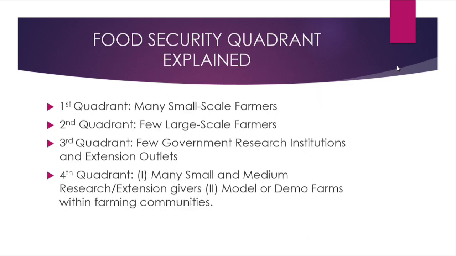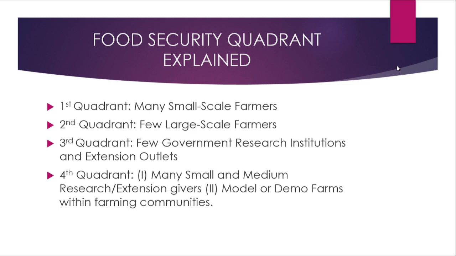Food security quadrant explained. The first quadrant is talking about many small-scale farmers, meaning that there have to be many. If you are dwelling on small-scale farmers, there must be many, and we must be sincere with them, and they must be sincere with the nation. Second quadrant, few large-scale farmers. Simple. Third quadrant, few government research institutions and extension outlets. Simple. Fourth quadrant, many small and medium research extension givers. There have to be many.